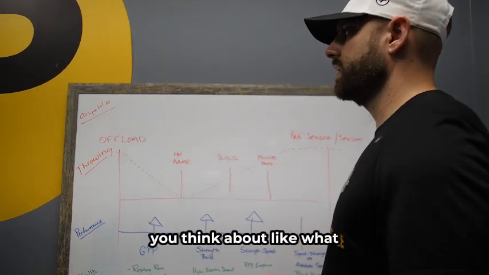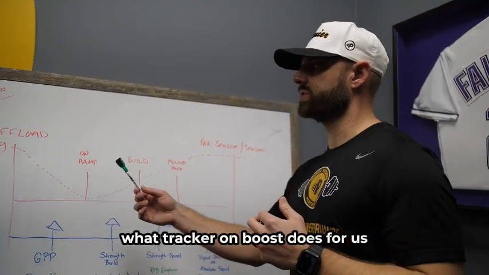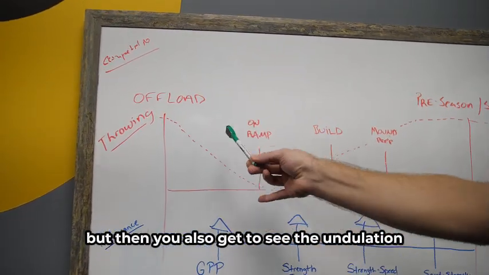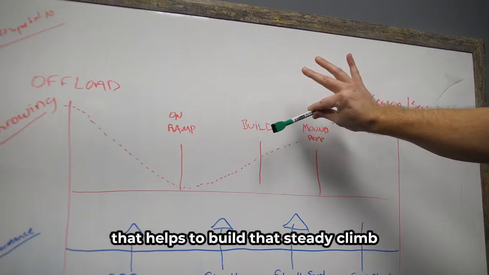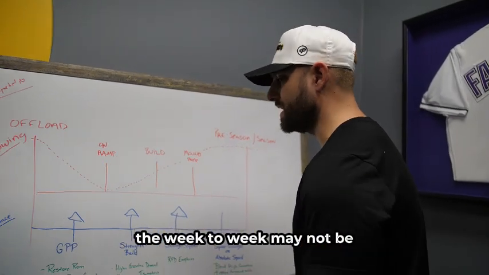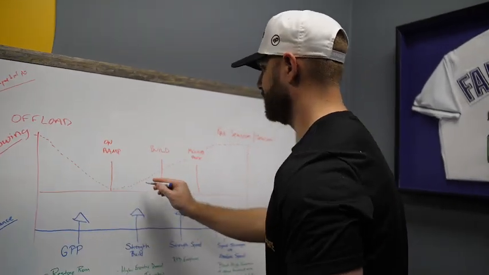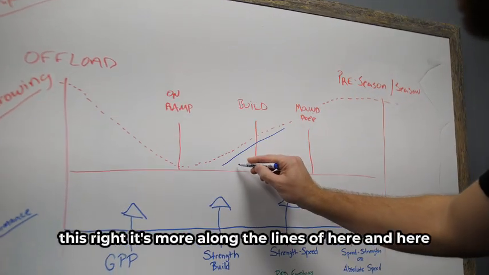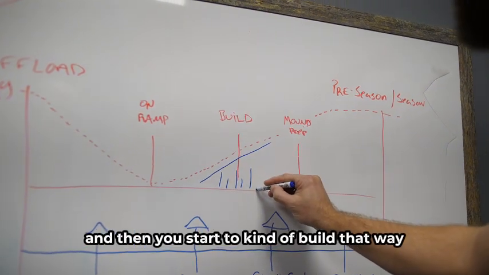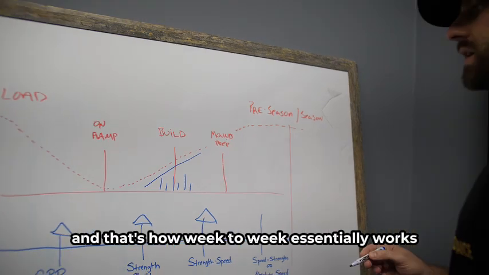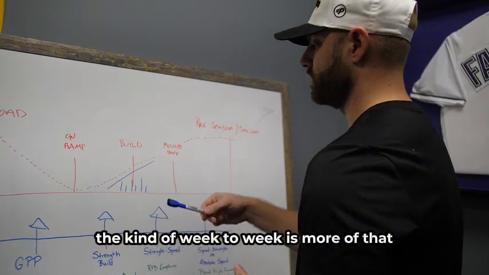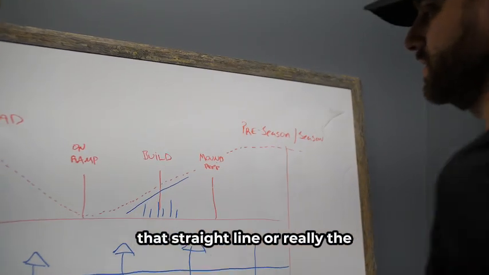Well, and in reality, you think about what Tracker on Boost does for us is that we see this visual, but then you also get to see the undulation that helps to build that steady climb. People forget that it's not just week to week may not be this, right? It's more along the lines of here and here and here and here, right? And then you start to build that way. And that's how week to week, or day to day within the week, essentially works, right? The week to week is more of that straight line, or really the dashed line.